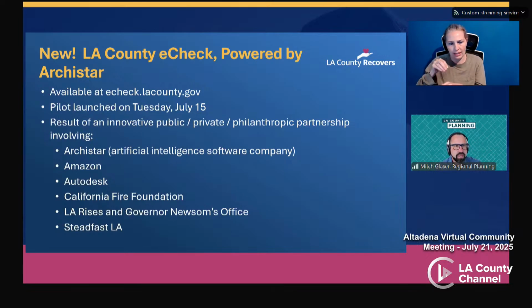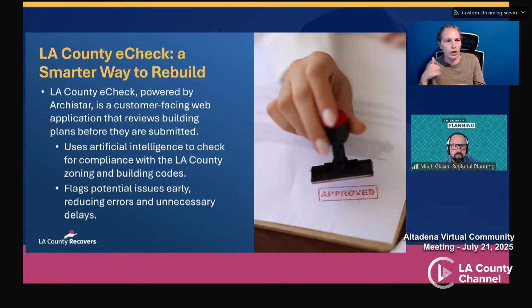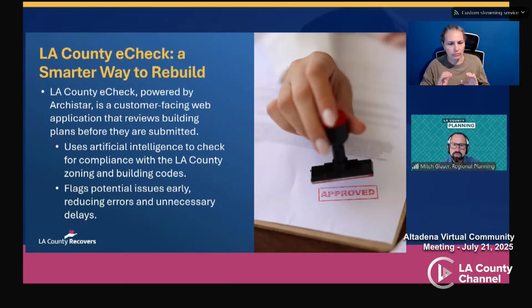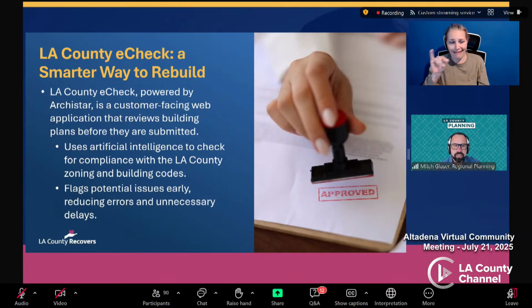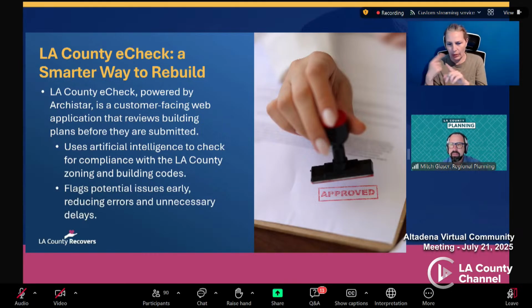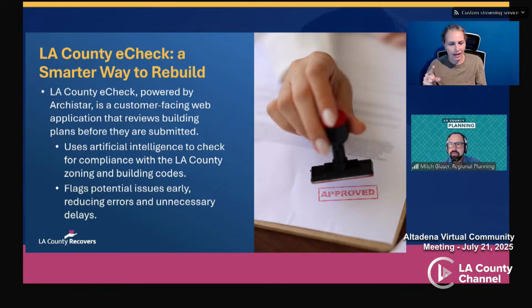So moving on to the next slide, I'll talk about what eCheck is at a high level. As I mentioned, it is a customer-facing web application that reviews building plans before they're submitted. It uses artificial intelligence to check compliance with the county's zoning and building codes, and it flags potential issues early, reducing errors and unnecessary delays. And that means two things primarily. The first is that the quality of the initial application is better, so our initial review goes by more quickly.